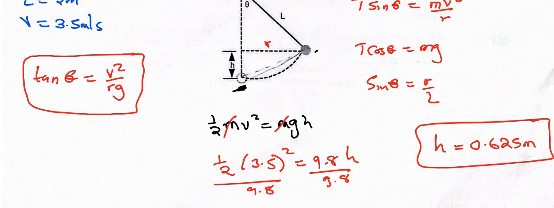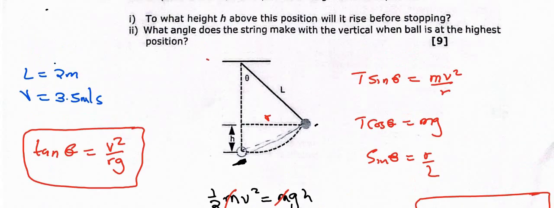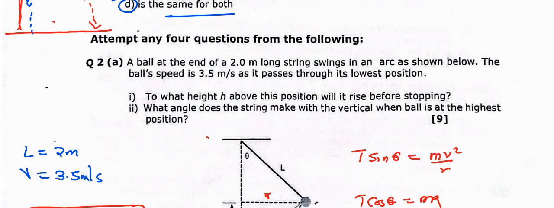So if we get this to be our height, that's the only easier way I could think about in this particular case to get the height it rises before stopping, right? So this is what we're having. Then they're saying what angle are we going to have?